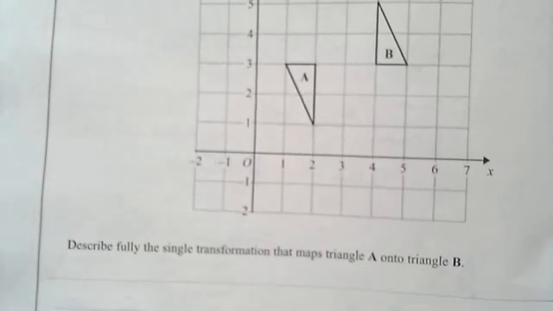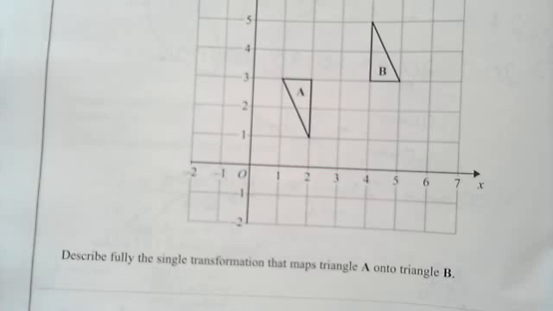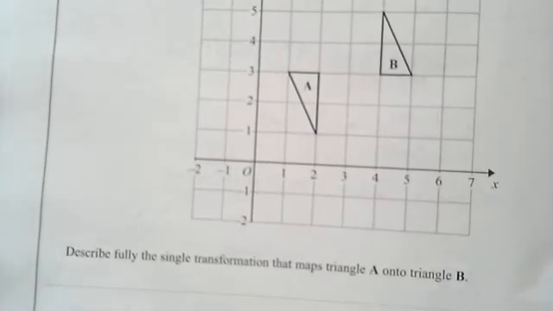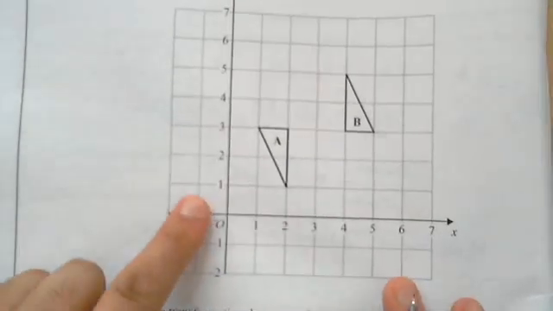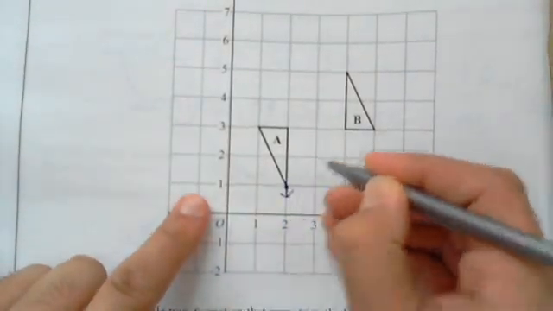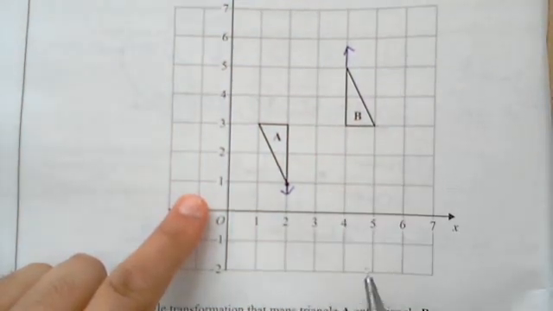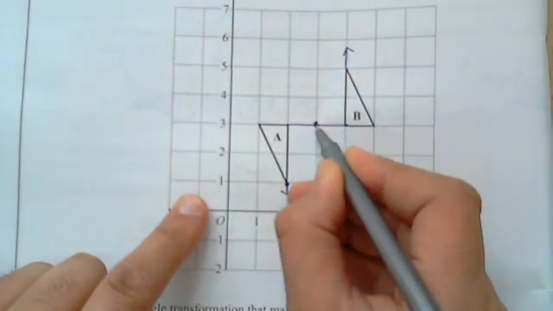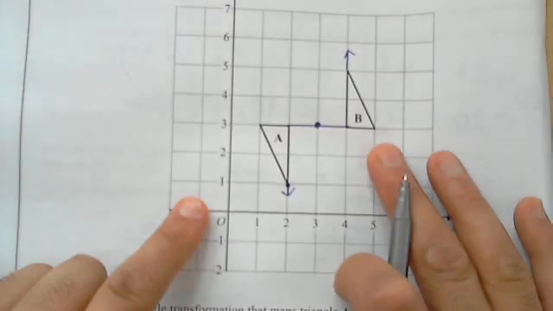Okay, question number 9. Describe fully the single transformation that maps triangle A onto triangle B. Now, this is one of the questions that can be asked in terms of a transformation. If you look at the question, this part that was on the bottom is now on the top. There doesn't seem to be a mirror line anywhere, but it looks like if we were to go in between these 2 points and join them up and turn them around, we will get our B point.